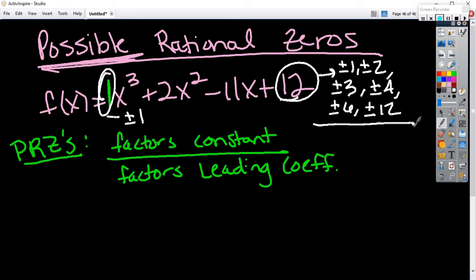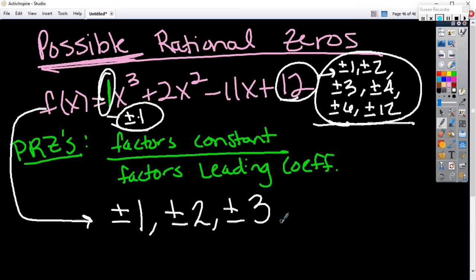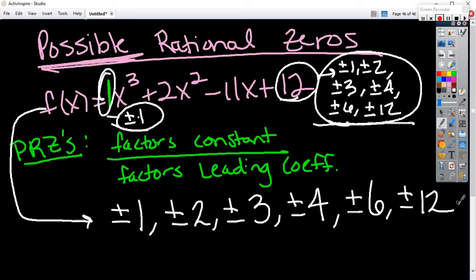All right, so now I need to make fractions out of these, and this is easy because the leading coefficient is 1. I'm going to take all of these and divide them by all of these. So for this particular one, the PRZs are 1 divided by 1, 2 divided by 1, 3 divided by 1, 4 divided by 1, 6 divided by 1, and 12 divided by 1. Does that make sense?